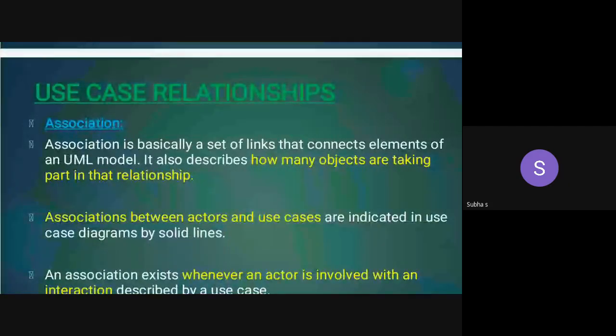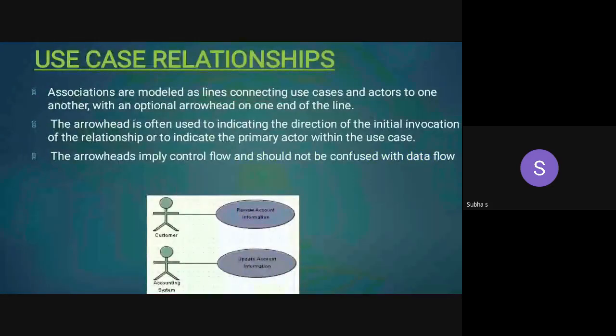The association between the actor and use case is indicated in the use case diagram. So the actor is involved with the interaction described by the use case. Simply, there are two symbols for the actor here. Especially, we have to put one rectangle box.